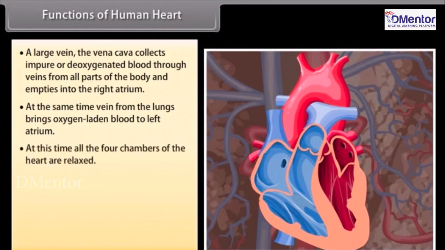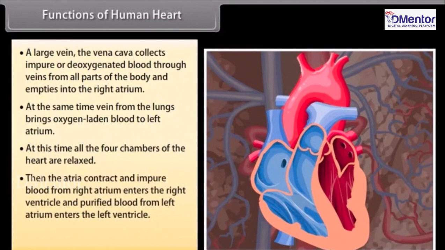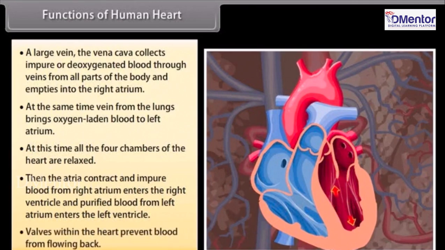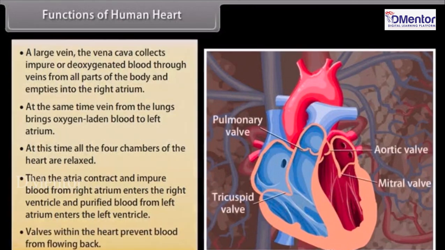At this time, all the four chambers of the heart are relaxed. Then the atria contract and impure blood from the right atrium enters the right ventricle, and purified blood from the left atrium enters the left ventricle. Valves within the heart prevent blood from flowing back.